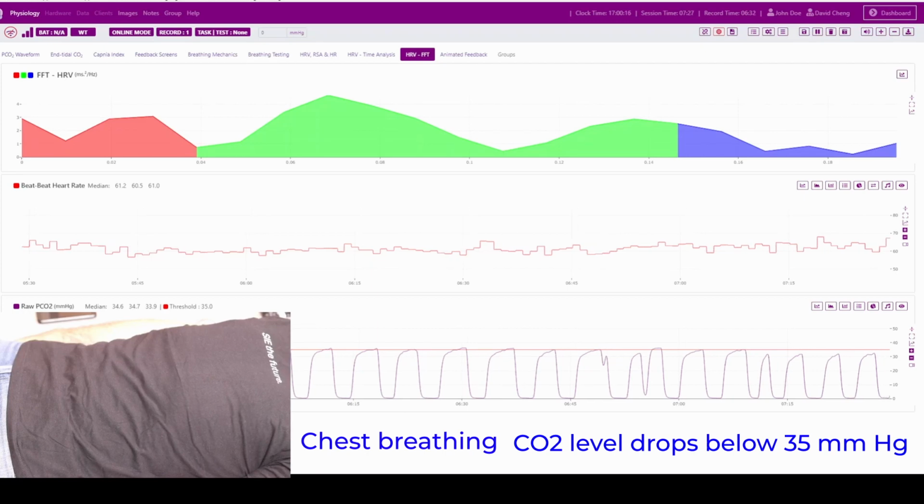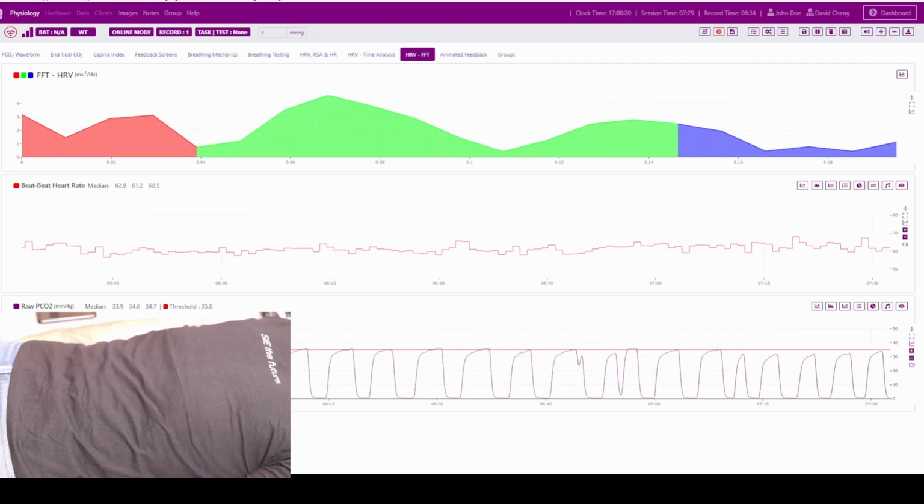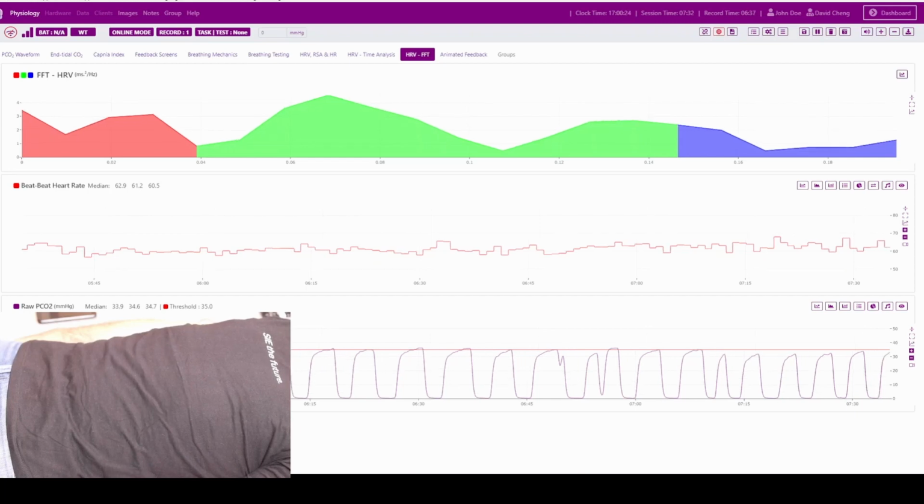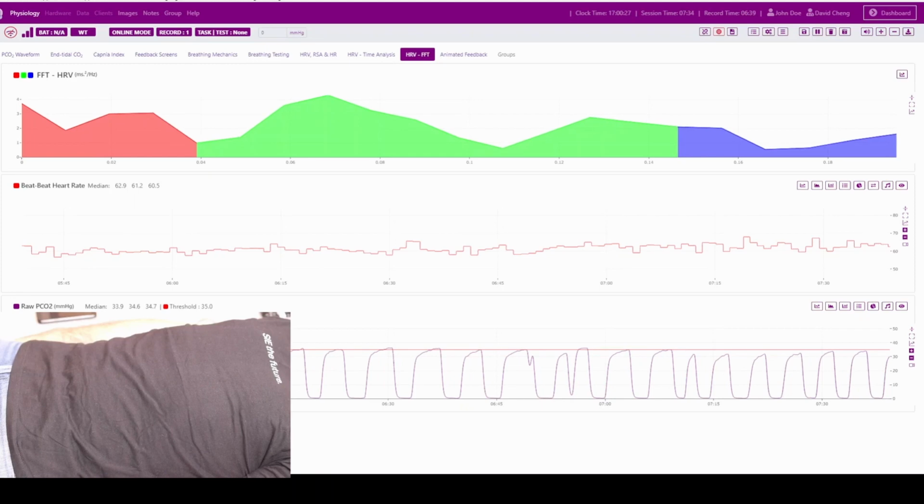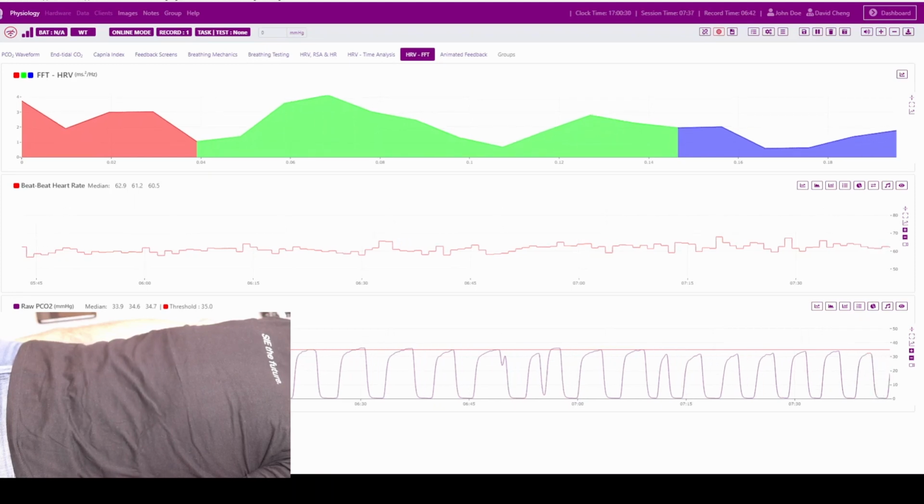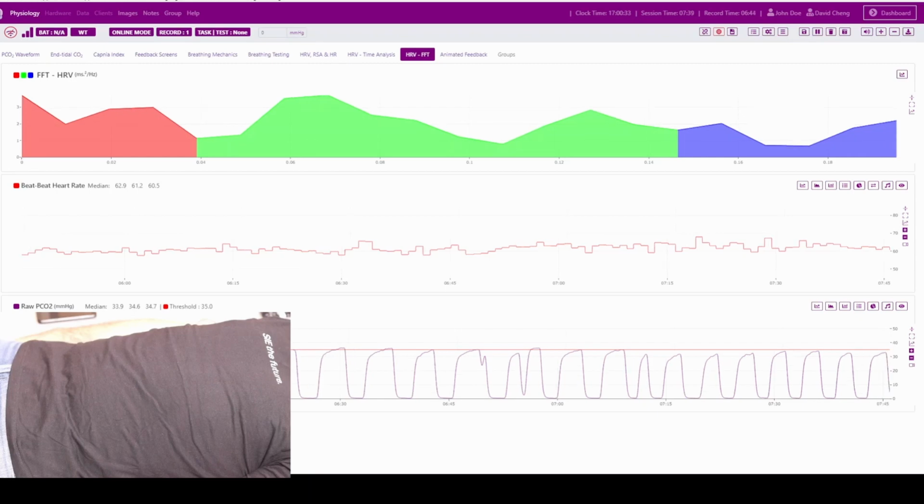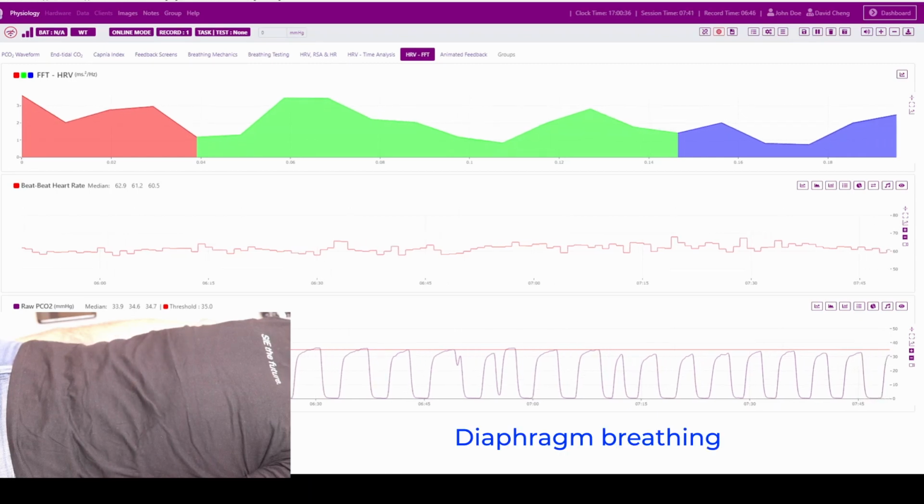Perfect. Okay, let's try to go back to diaphragm breathing, because for John, chest breathing has been really tough. As soon as he goes into chest breathing, he has a lot of discomfort in his chest. He could have sharp piercing pain and all that stuff. So just slow down your breath a little bit now, and let's try to concentrate on going to diaphragm breathing.